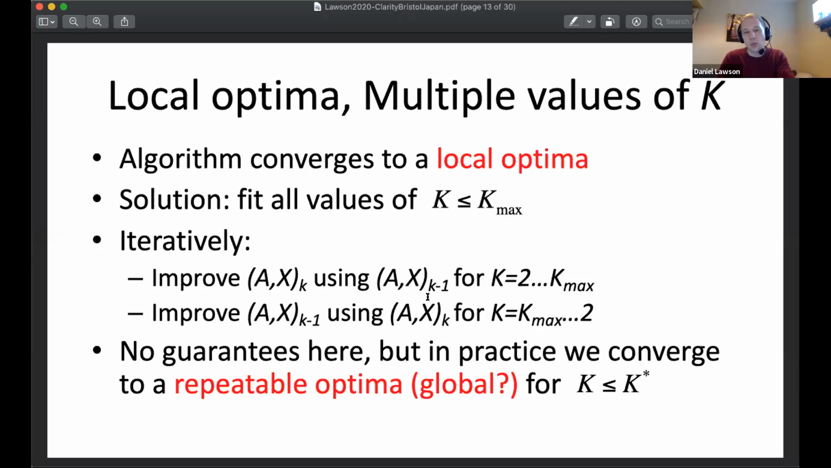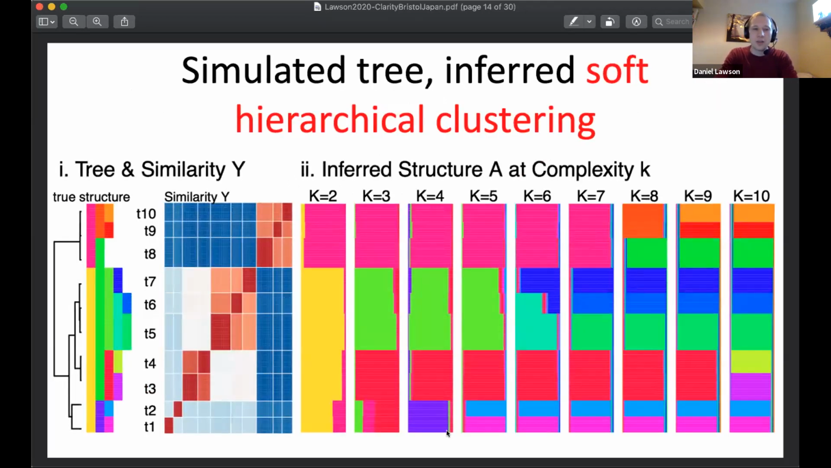So this is just a way to make this sort of procedure work in practice, to avoid the fact that we get stuck in local optima. In practice, there's some range of k where it does work, and then some range of k where you get stuck in local optima that don't replicate. Okay, so why have we gone to all of this effort?